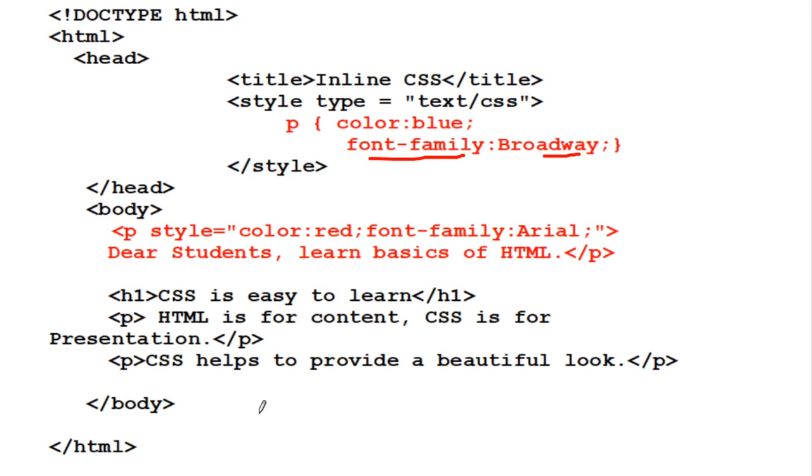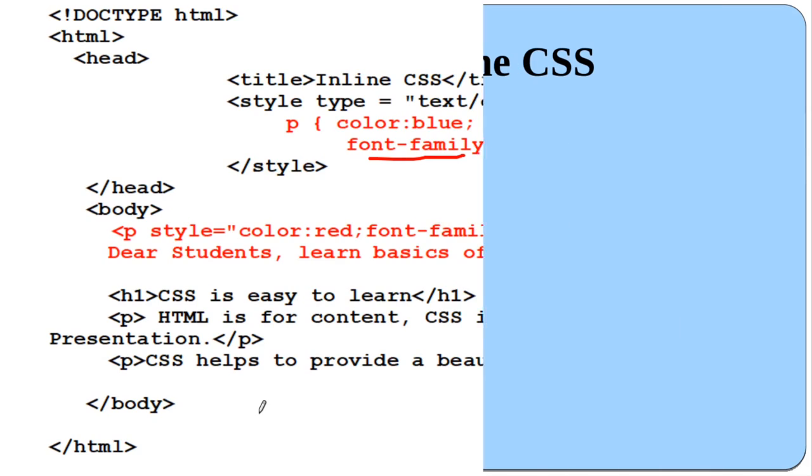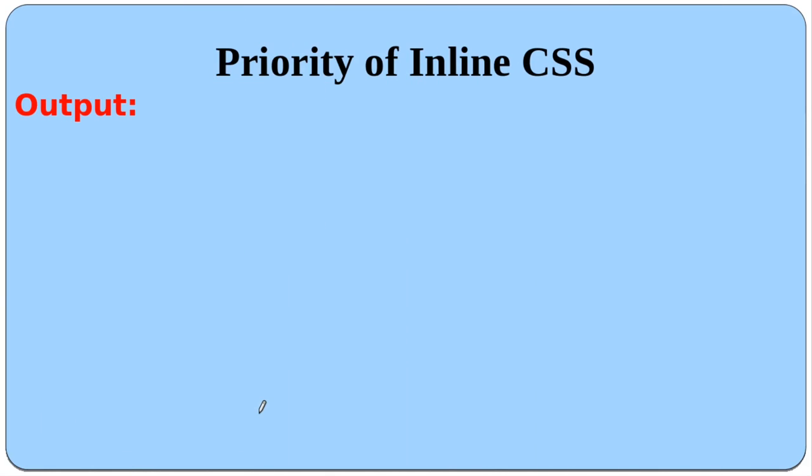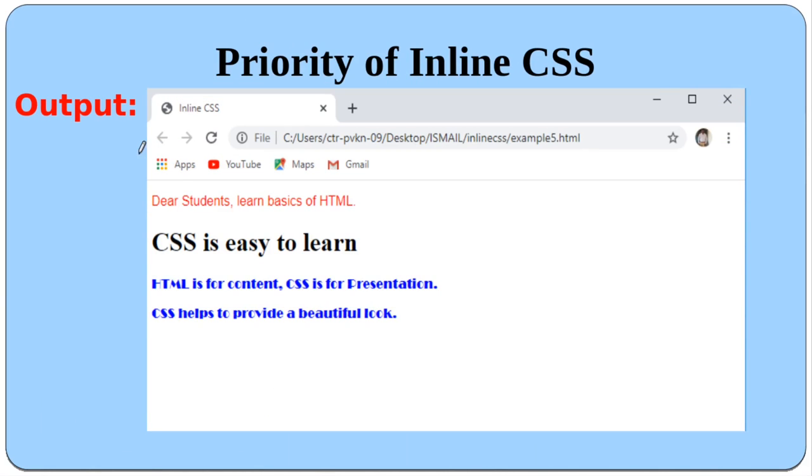Now when you execute this code in a web browser, observe this output. Here the first paragraph line color set to red and font family set to Arial type. Dear students, learn basics of HTML. This is implemented with the help of inline CSS. Though we have internal CSS styles, because of highest priority of inline CSS, the styles of inline CSS are applied to this first paragraph element.